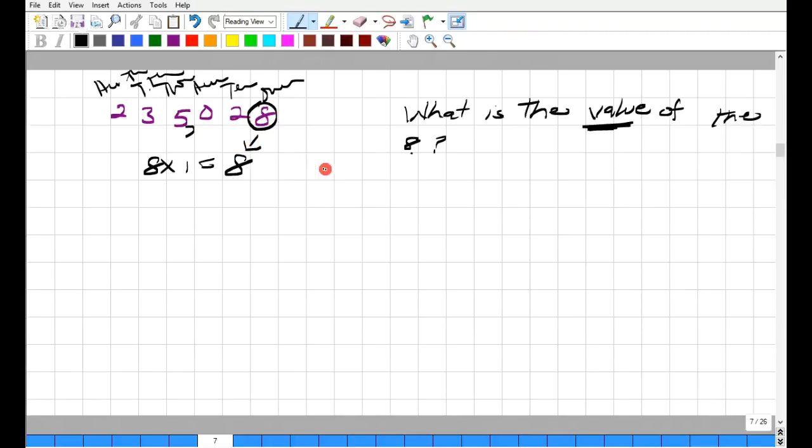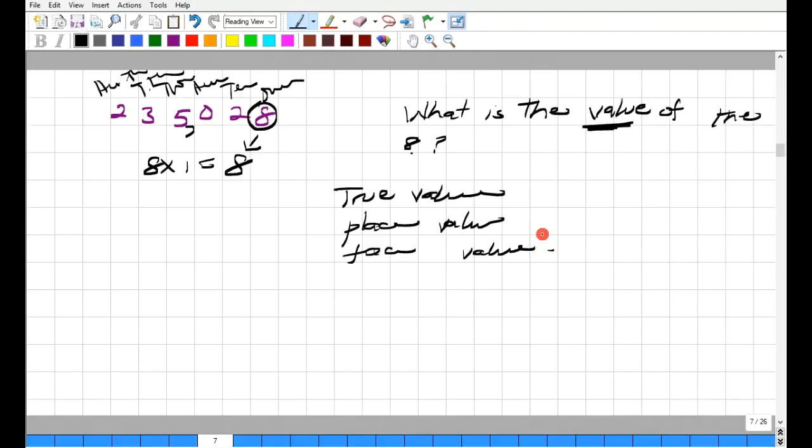So this question wants us to look at what is true value versus place value and face value. So we need to be able to make the distinction between all of those things. True value, place value, face value.